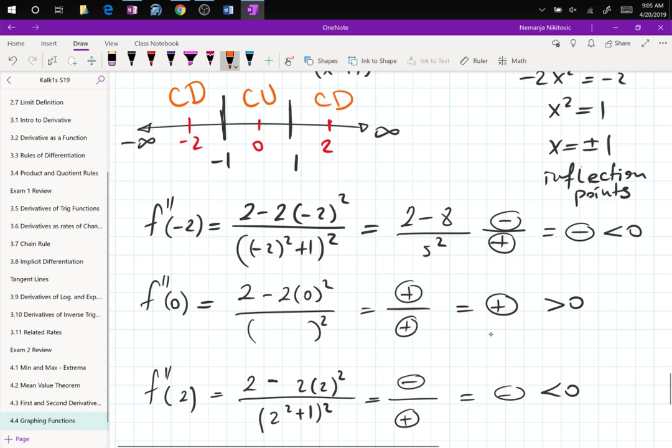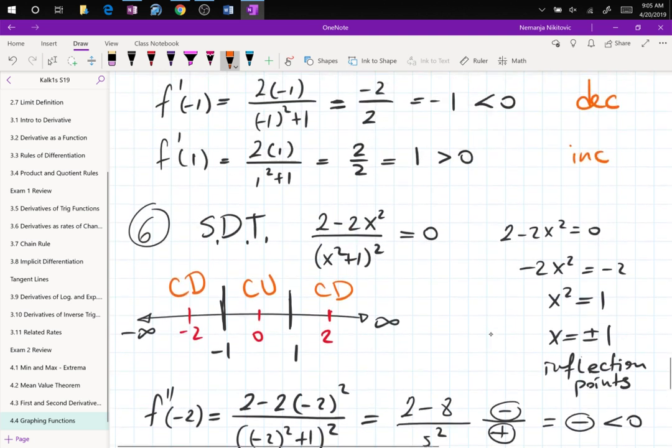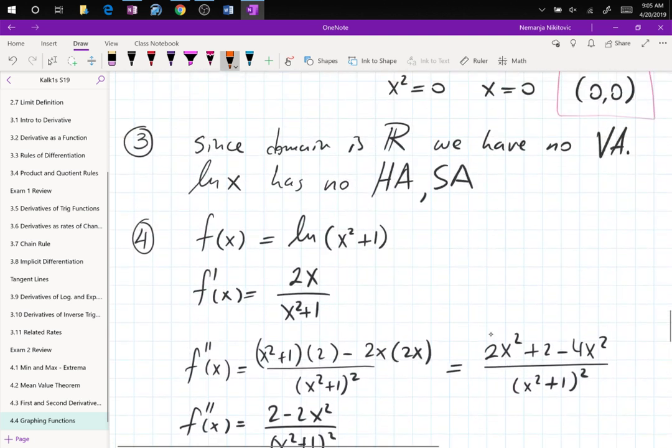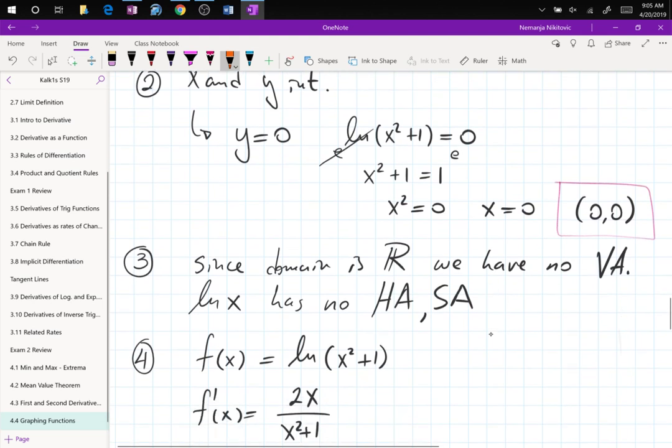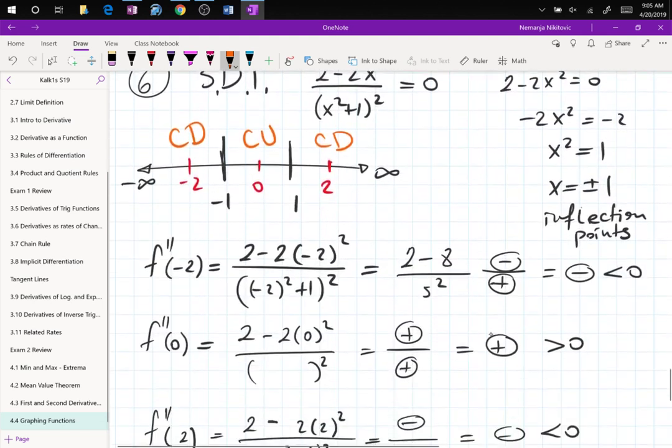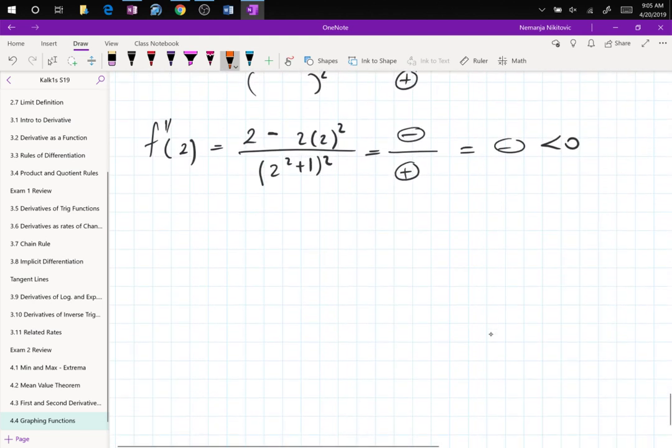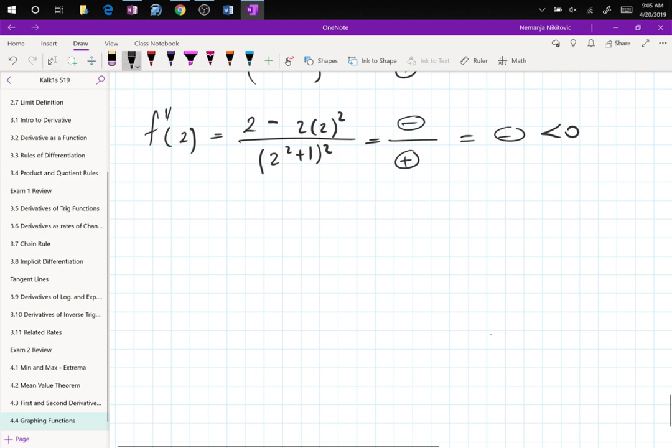So now we have enough information. We have our concave ups and concave downs, we have increase and decrease, we have our x-intercepts and minimum and no asymptotes to guide the function. So we are going to attempt the graph, and then if we need extra points, we'll just compute whatever we need. But we should be good to go to graph at this point.